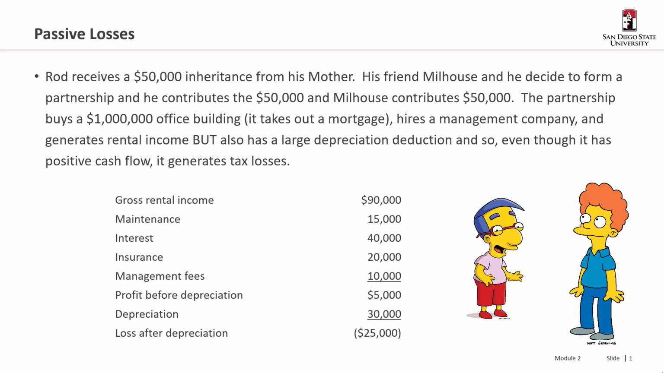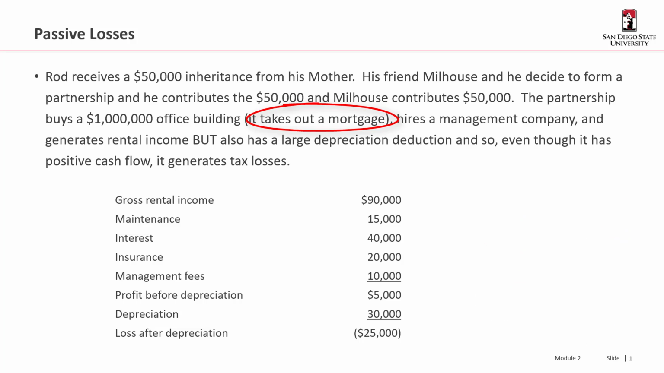Now, of course, how does it do that, right? How do you buy something worth $1 million with only $100,000? Of course, you take out a loan. And they hire a management company, and this building starts to generate rental income. But it also has very large depreciation deductions. And so even though it has positive cash flow, it generates tax losses.